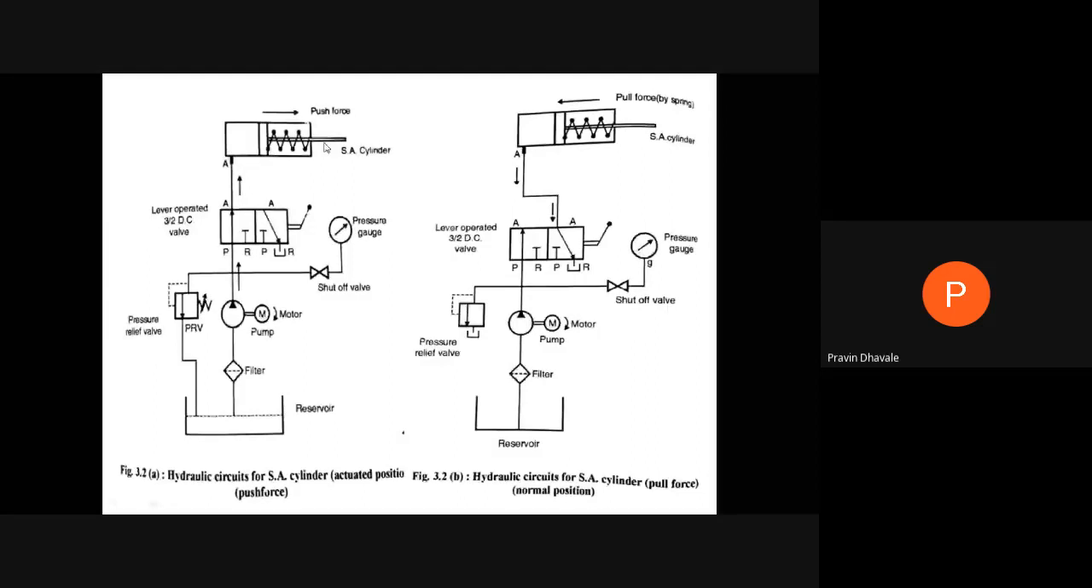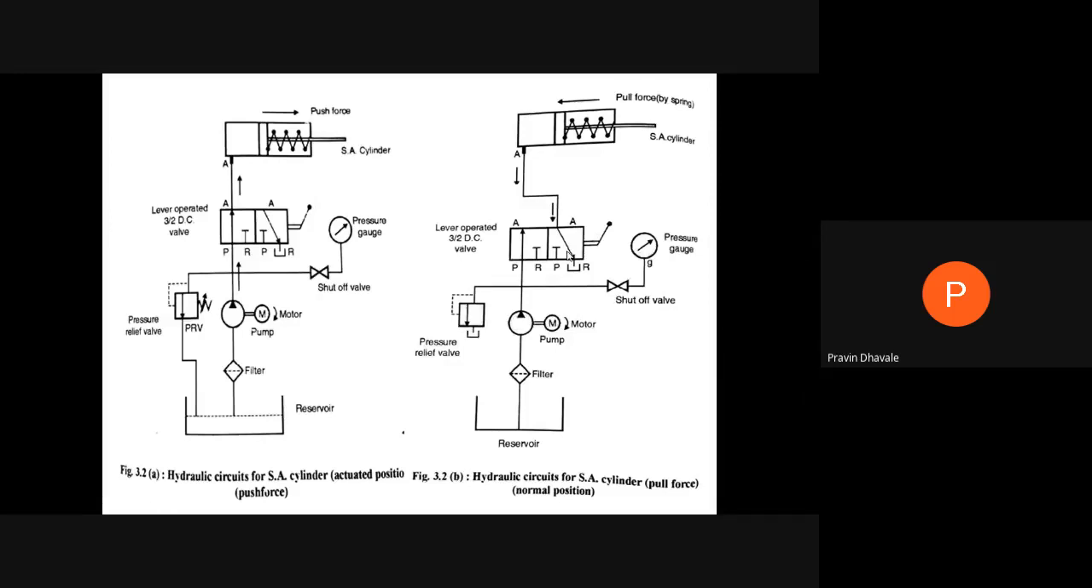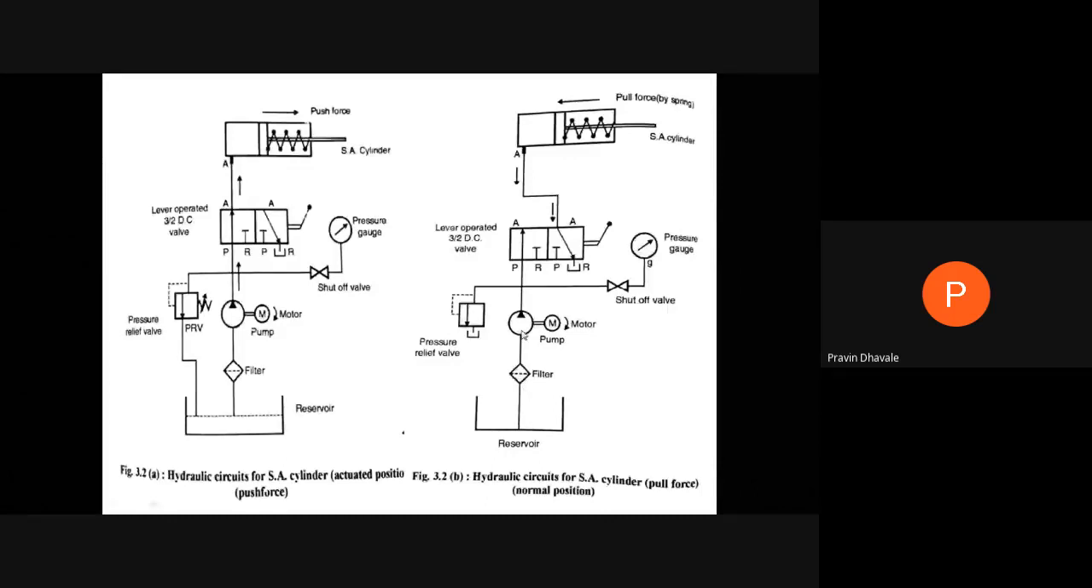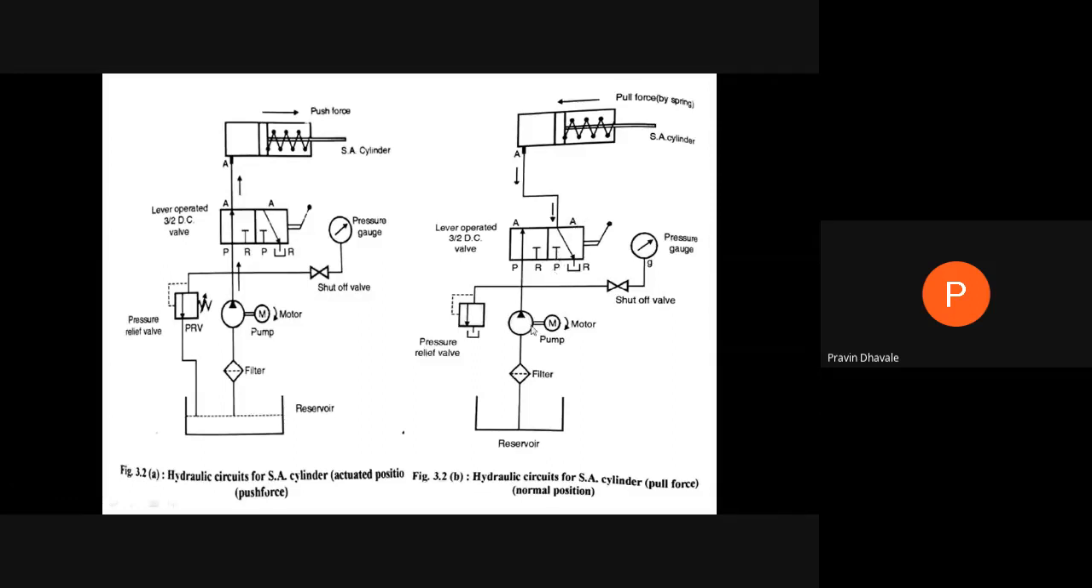When we operate this lever, at that time this position will be actuated. At that time what happens? The fluid coming from the reservoir by the pump will pass through the P port to the A port. But the P port is a closed one. So whatever fluid comes from the pump will be directly drained to the reservoir through this pressure relief valve.